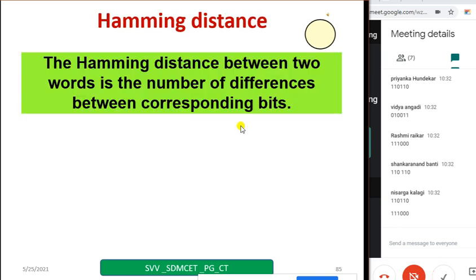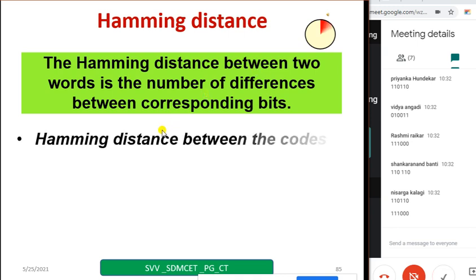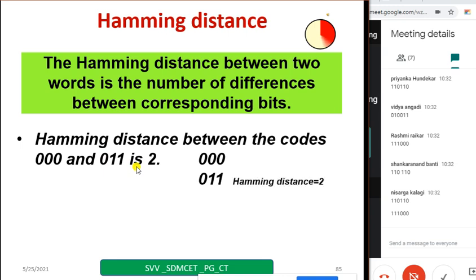Coming to the Hamming distance. The Hamming distance between two words is the number of differences between the corresponding bits. Read it once again. Let us see a numerical example so that it will be easy to understand the meaning of Hamming distance. The Hamming distance between the code words 000 and 011 is 2. Why? Because 0 and 0 are the same, 0 and 1 is a bit difference, and again the third bit has a difference. Hence I can say the Hamming distance is equal to 2.